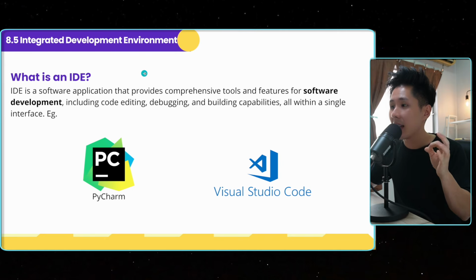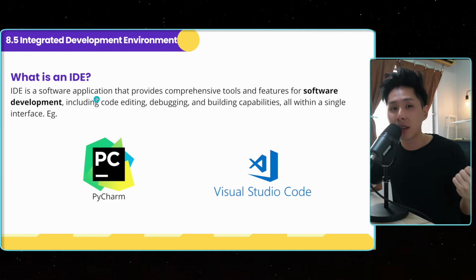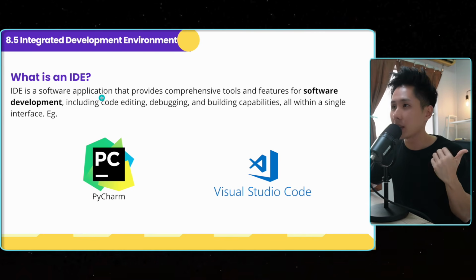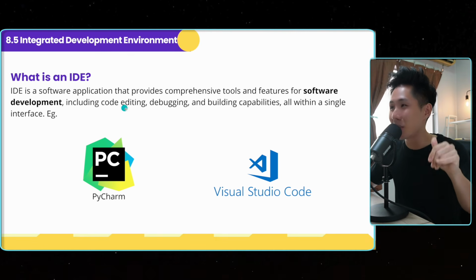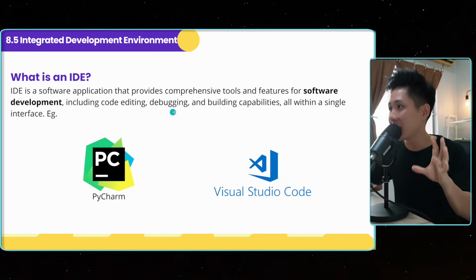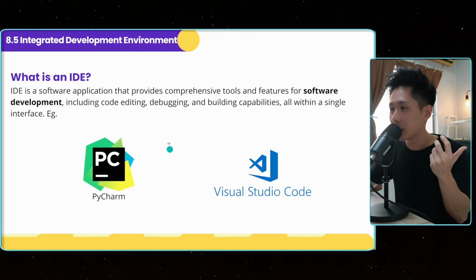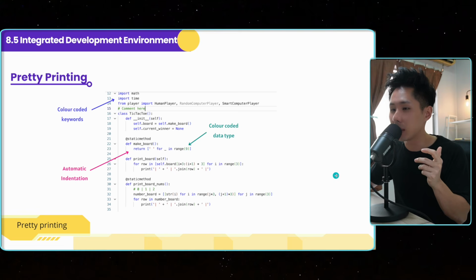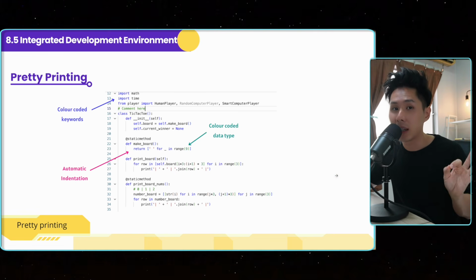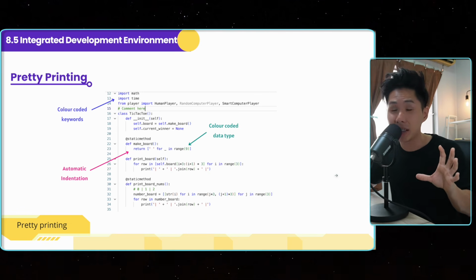So the last example of system software is the integrated development environment. It is software that programmers need to develop software. It provides the following features: code editing, debugging, and building capabilities, all within a single interface. Some examples include PyCharm and Visual Studio Code. In this section, I just want to show you some of the features of an IDE so that when you start programming, you don't take them for granted. You know that it's done by the IDE.